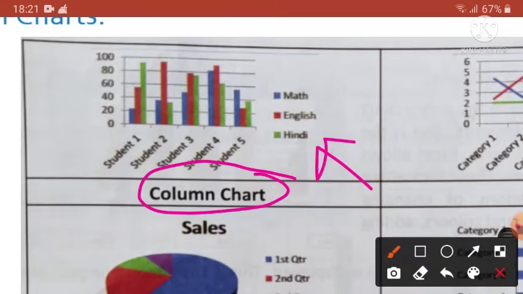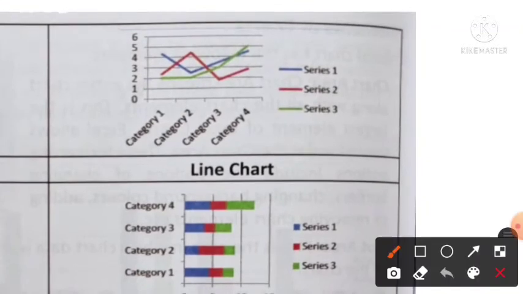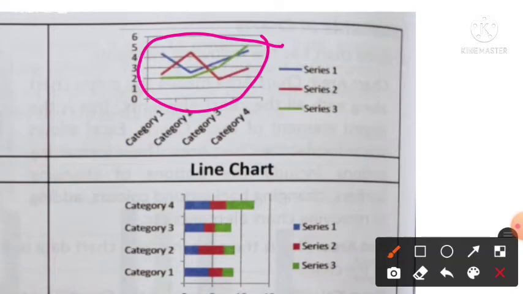Column charts are made up of columns. You can see here different columns of different colors. These charts are used for comparing values across different categories. Next one is line charts. As you see here, line charts are made up of lines. They are generally used for displaying trends over a period of time.